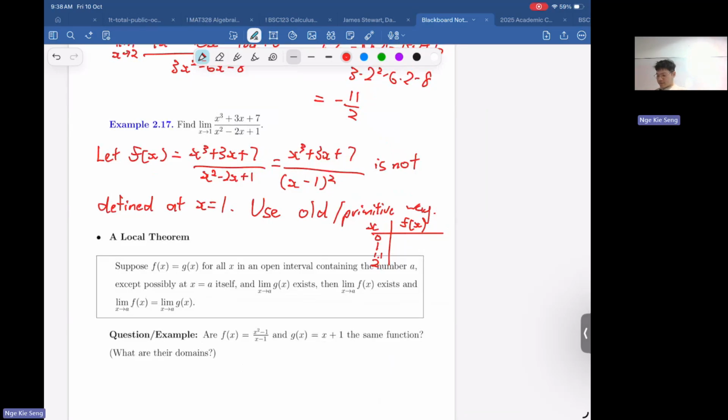Or the other method I ask you to double check yourself is you can plot with GeoGebra. You can use some website to help you double confirm.